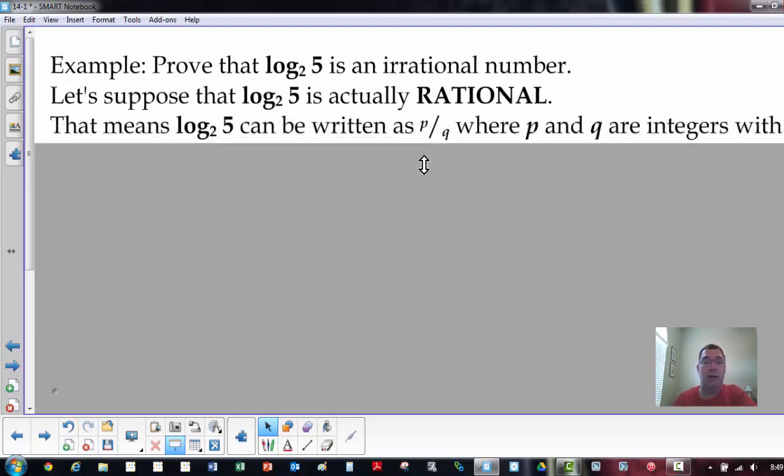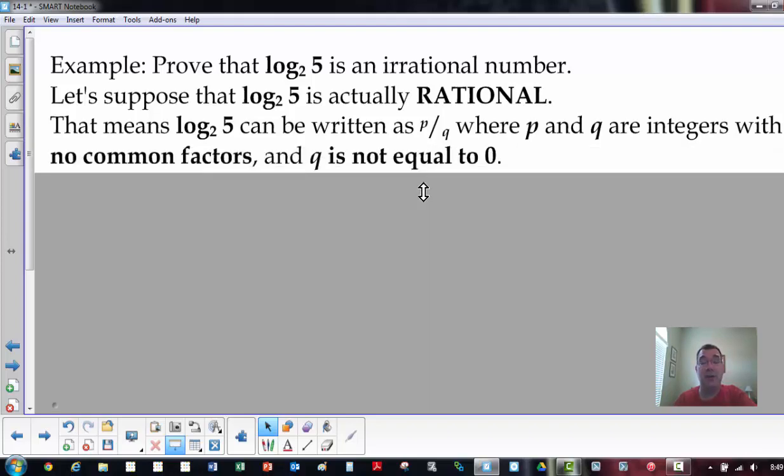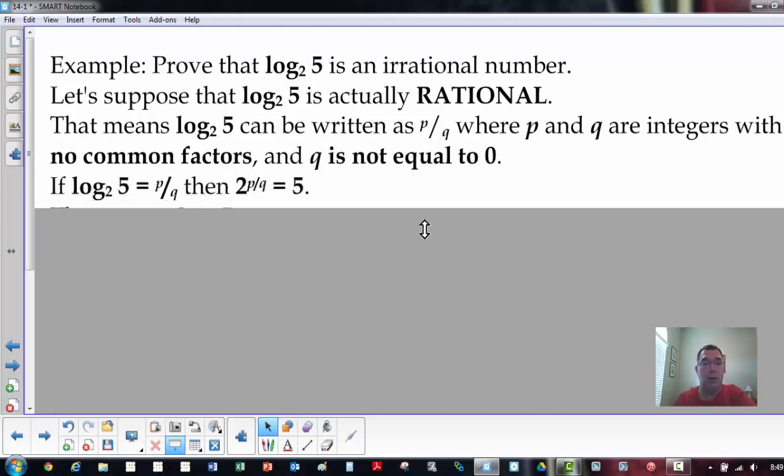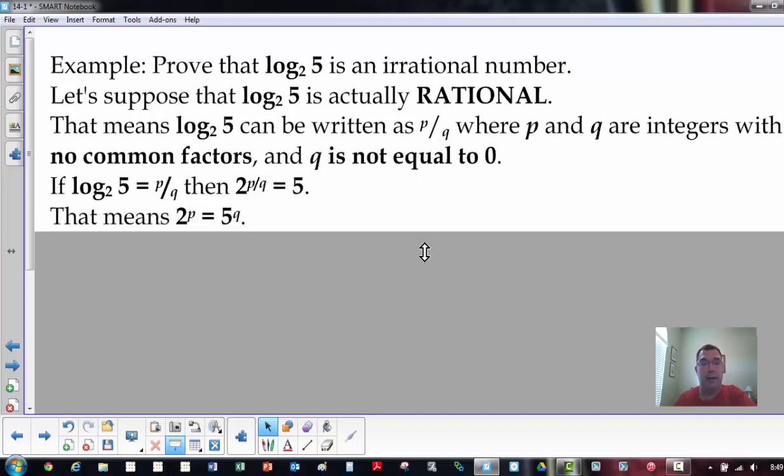If the log base 2 of 5 is actually rational, then it can be written as p over q, where p and q are integers, and they have no common factors, and q is not equal to 0. Otherwise, it would not be rational. So we assume that log base 2 of 5 can be written in that way. If log base 2 of 5 is equal to p over q, then I can rearrange that in exponential form to say that 2 to the power of p over q is equal to 5. That's just a simple rearrangement of what I assumed.